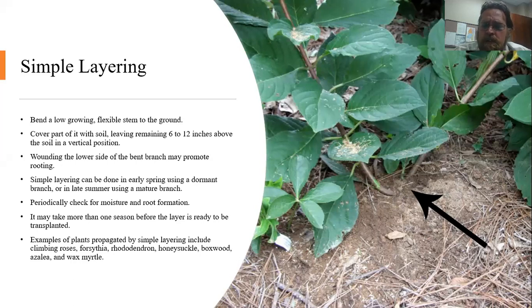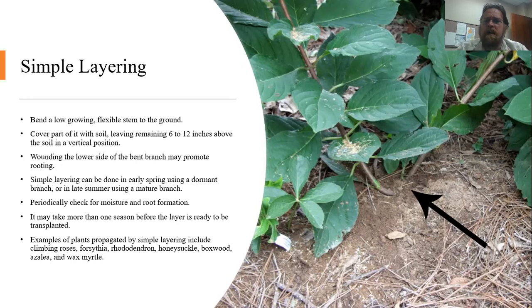Oftentimes, it is useful to wound the lower side of that bent branch. That can promote the formation of roots in that section. And we want to make sure that we check that area of the soil for moisture, and that it has plenty of water. We want to check periodically, every couple of weeks, to see if we have root formation in order to see when we can separate that plant.